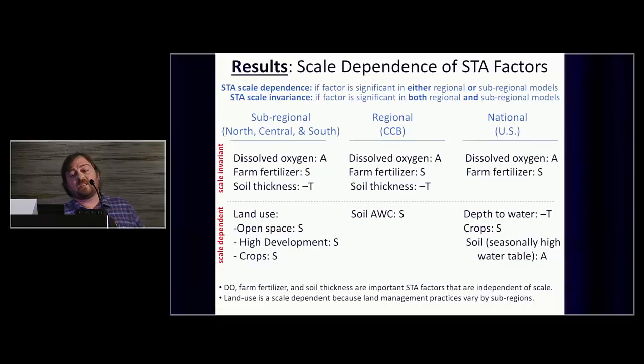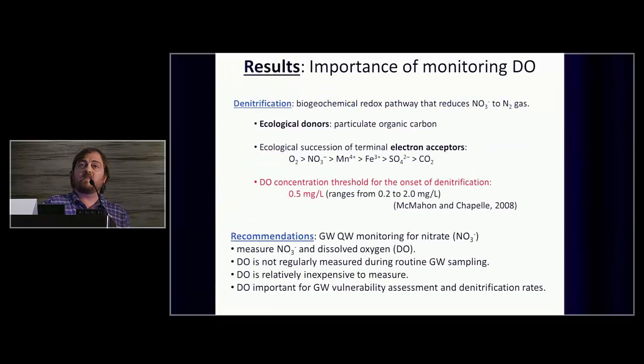So I want to focus just a little bit more on dissolved oxygen and really the importance of DO. Again, I'm always surprised that DO is not available with a lot of water quality data sets, and it's really an important water quality constituent when you're thinking about monitoring programs for groundwater quality.